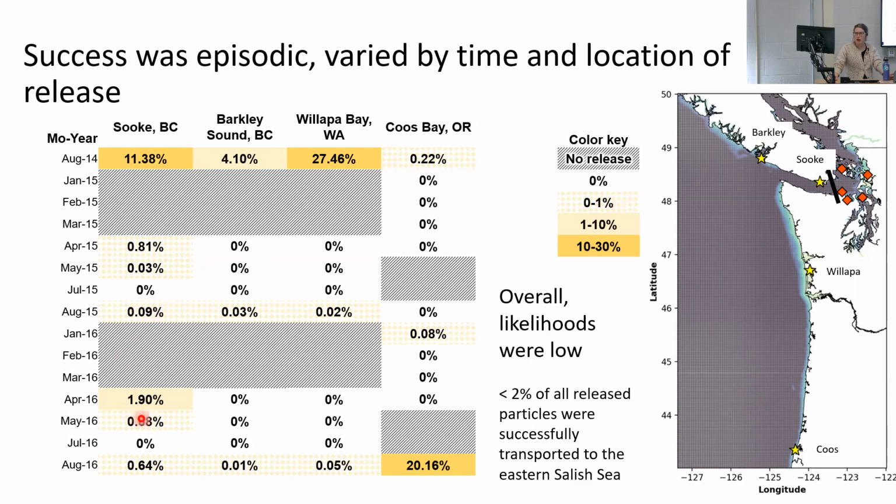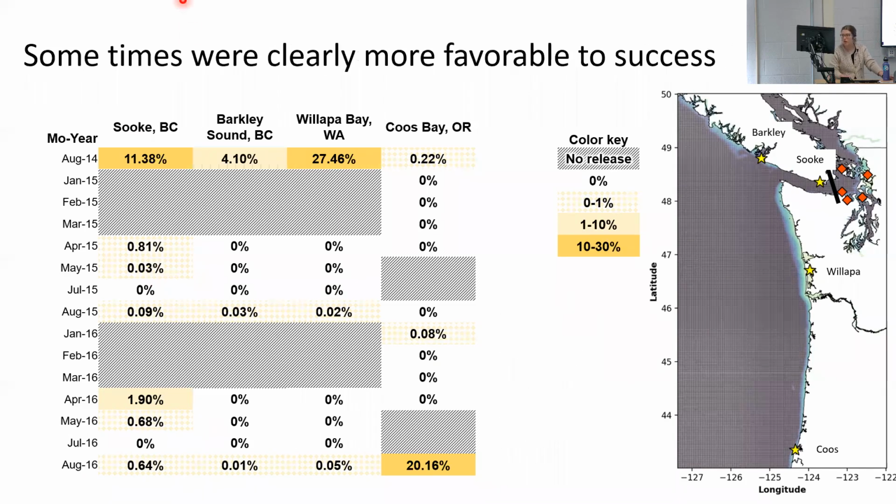I did a little color key to draw your eye to the big numbers. The zeros are all white. The gray hatching is when we didn't have a release. These are the different locations, these different columns, and these are the different months. One of the biggest ones was August of 2014 in terms of the ocean being conducive to bringing the particles inside. Another big one was in August of 2016. But we had a bunch where there was nothing or very little. Sometimes were clearly more favorable to success.